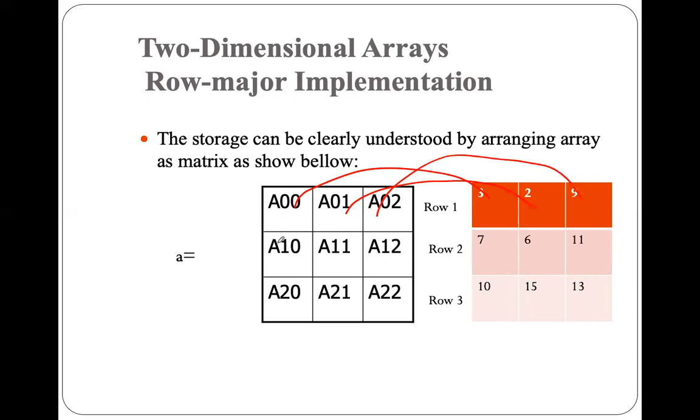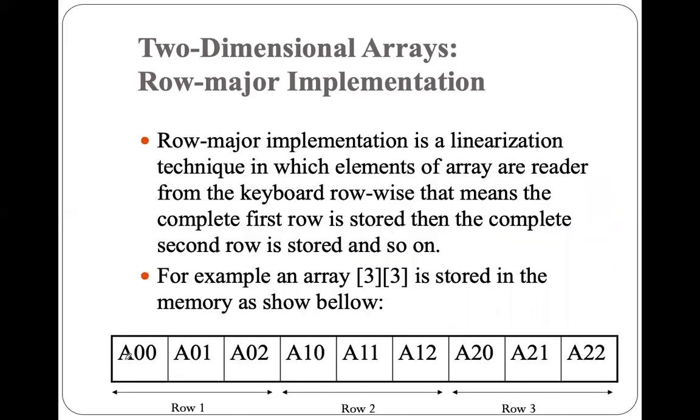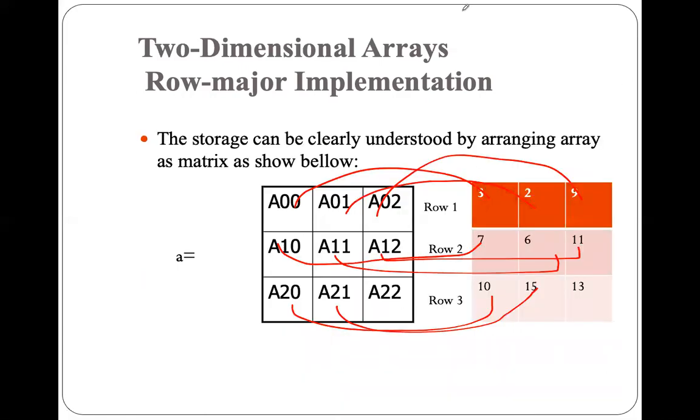Okay, and 1 0 means it is 7, 1 1 means it is 6, and 1 2 means it is 11, and 2 0 means 10, and 2 1 means 15, and 2 2 means 13. Okay, so like this it will be represented here.